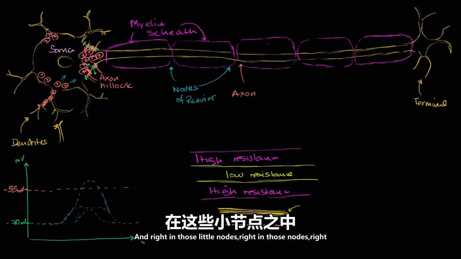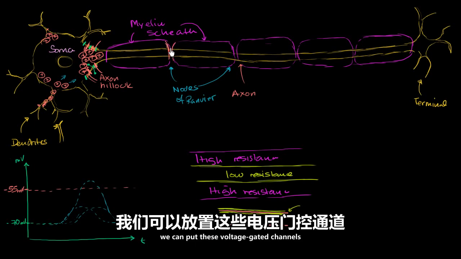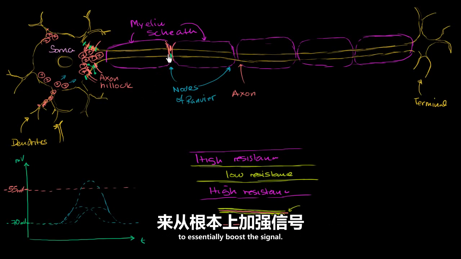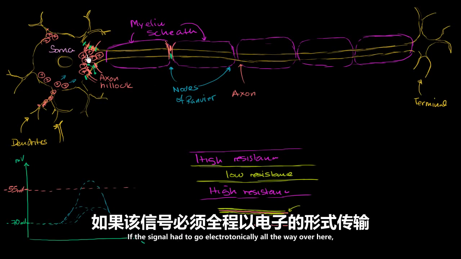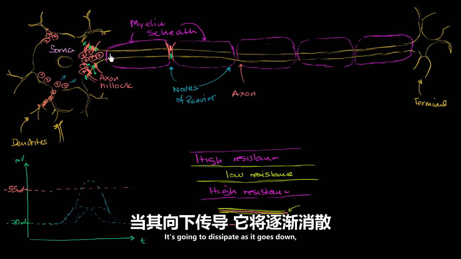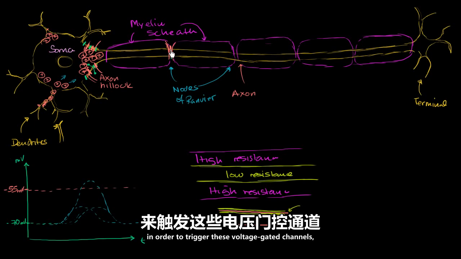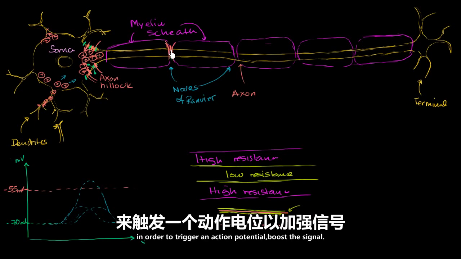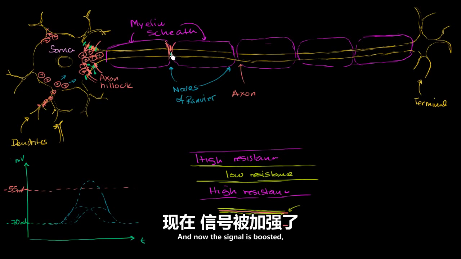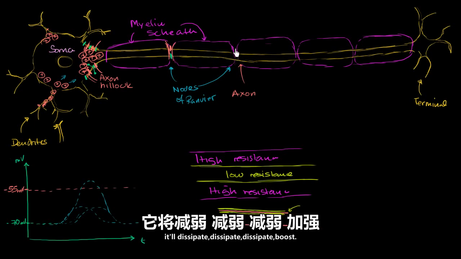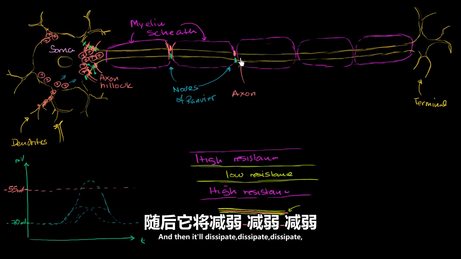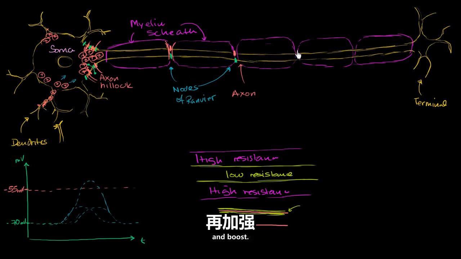And right in those little nodes, where the myelin sheath isn't, we can put these voltage-gated channels to essentially boost the signal. If the signal had to go electrotonically all the way over here, it'd be very weak. It's going to dissipate as it goes down, but it could be just strong enough right at this point to trigger these voltage-gated channels, to trigger an action potential, boost the signal, and now the signal is boosted, it'll dissipate, boost. And it'll boost right over here again. And then it'll dissipate, and boost.